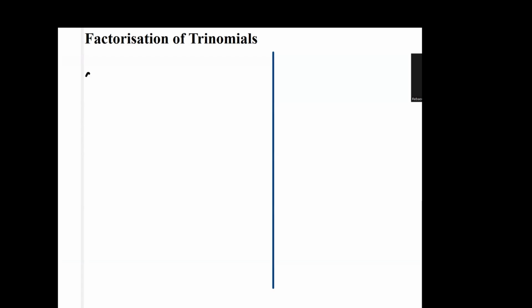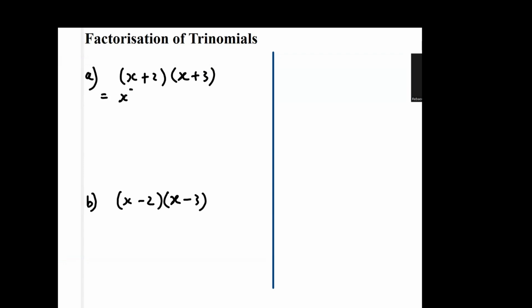Now, the first sum has to do with the FOILing process of x plus 2 into x plus 3. And the second sum will be FOILing x minus 2 into x minus 3. All right, let us just start with these two because they've got some similarities. So first of all, in this context, the question would have said simplify.